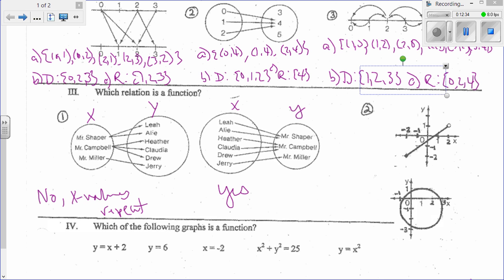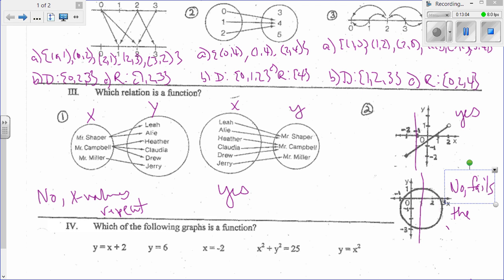For number 2, looking at my picture, we said that for a graph to be a function, it has to pass the vertical line test. Well, it passes my vertical line test. I only cross my line once. So yes, this is a function. It doesn't matter if they're closed or open here because I only have one line. When I do it for the second one, the answer is no, because it fails the vertical line test. So it's not a function.